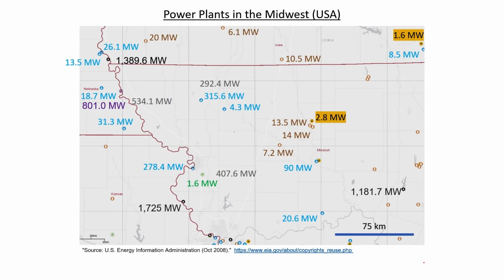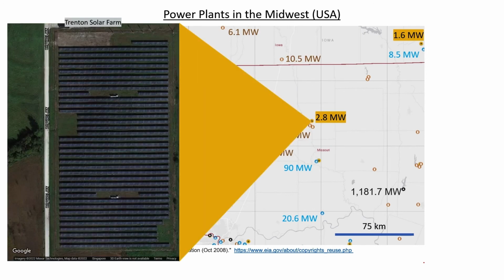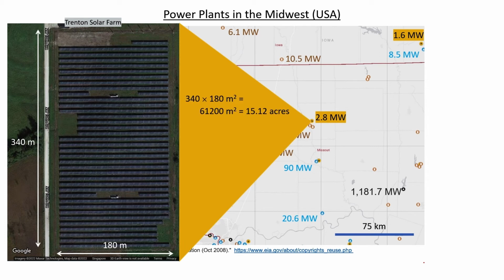Finally, there are two solar facilities here on the map. Let's take a look at the Trenton Solar Farm from space. It's a 2.8 megawatt facility. Of course, that's only when the sun is shining. It's about 340 meters long and 180 meters wide. That corresponds to about 15 acres. At about $8,000 per acre, this land might be worth about $120,000.